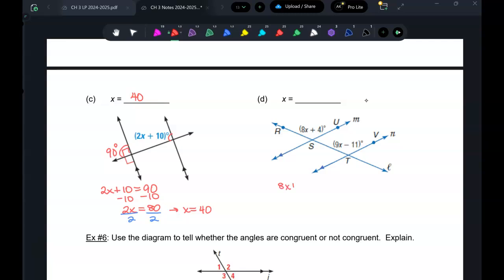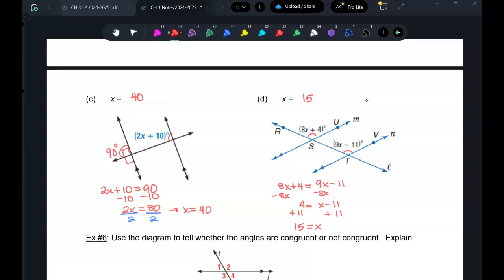Okay, so 8x plus 4 equals 9x minus 11. So I'm going to subtract 8x. So I have 4 equals x minus 11. You can also subtract 9x from both sides. It doesn't matter. But these have to be congruent to each other. So I'm going to add 11. Right? 4 plus 11 gives us 15.